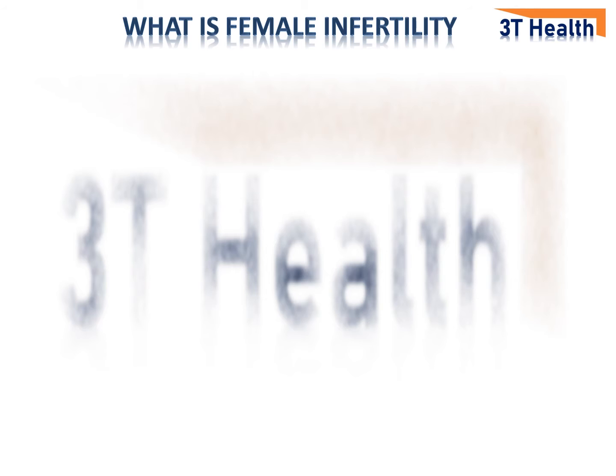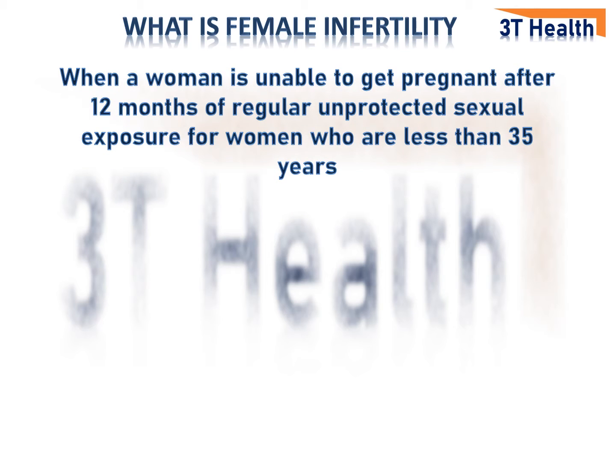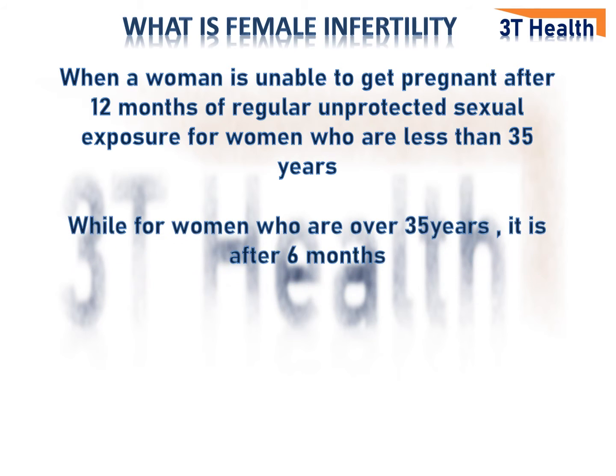What is female infertility? I'll be defining it from four perspectives. The first is when a woman is unable to get pregnant after 12 months of regular unprotected sexual exposure for women who are less than 35 years of age, without using contraception or birth control. Second scenario is when a woman is unable to get pregnant after 6 months of regular unprotected sexual exposure for women who are over 35 years old.